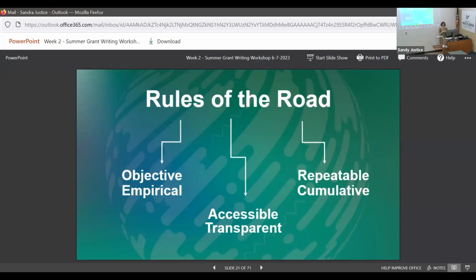Repeatable, cumulative, right? For example, if I put together a proposal and I say, here's a methodology, and I've described all the steps of how I'm going to do it, someone else, completely different, but in my field that understands what I'm doing, should be able to come in and do exactly the same thing, and the results should be the same. It's like following a recipe. If I say, this is how you make pineapple upside down cake, I should be able to give the recipe to someone else, and they should be able to follow it and make the same cake.